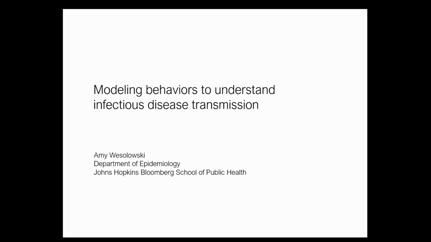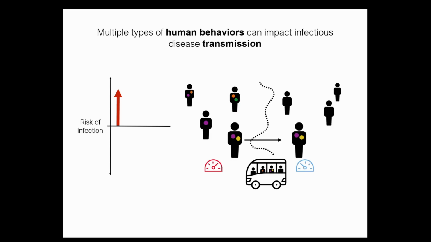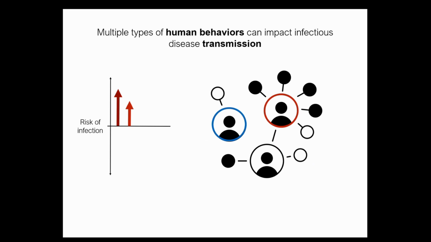And so today I'm going to talk about some of our research that's really focused on how we can model behaviors to understand infectious disease transmission. I think a number of these things are going to get repeated throughout the whole workshop, but there's lots of different kinds of behaviors that can impact disease transmission. So if we think just about the risk of infection, some of those things might increase the risk of infection. You may have people who are traveling between places where maybe the disease is present to places where it's not, and so they might be able to introduce the pathogen.